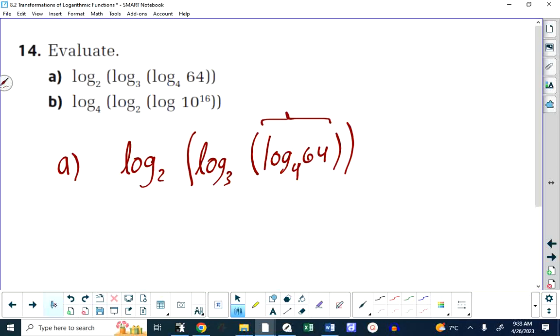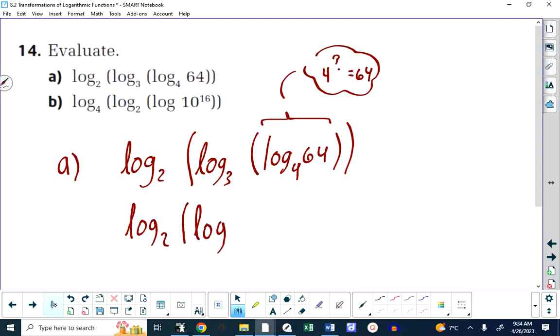I mean, I can write that. This is what's going on in our head, but I don't know that you need to write that every time. That's a question mark. And the answer is 3. With a little bit of plunking around on your calculator, 4 to the 3 is 64. Or in your brain, 4 to the 3 is 64. So that's 3. Now what we have is log base 2 of the log base 3 of 3.